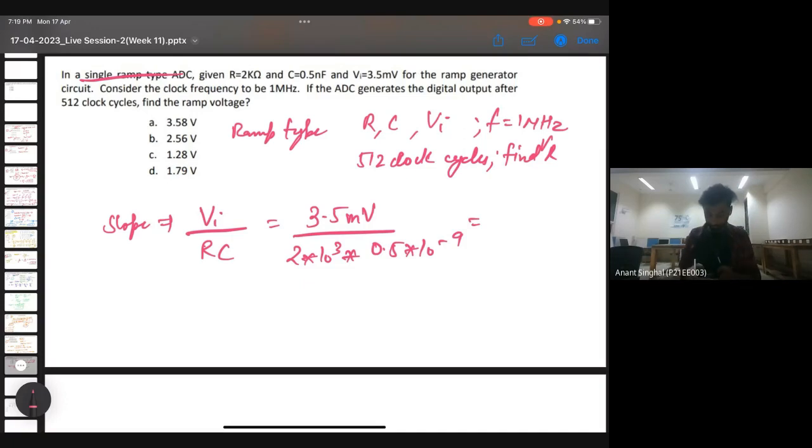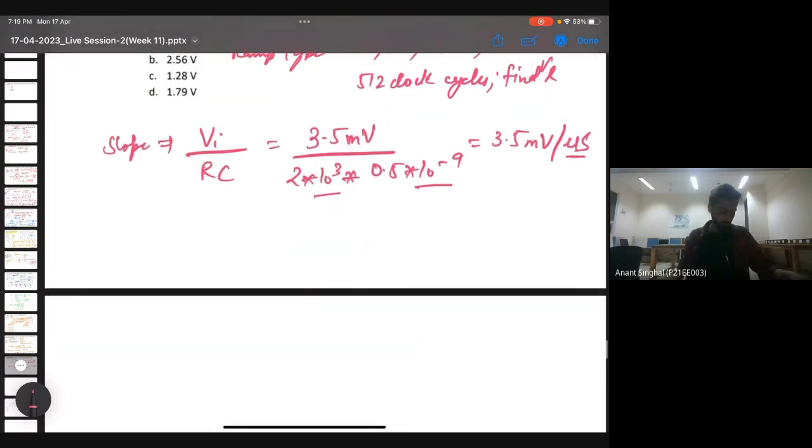It is 3.5 divided by 2, then divided by 0.5. So it will come out to be 3.5 and then 10 to the minus 6 and then minus 9. So it will come out to a millivolt per microsecond. You know this is 10 to the power minus 6, so this is microseconds. And the slope is this. Whatever the number of clocks will be, it will get multiplied with the same slope.